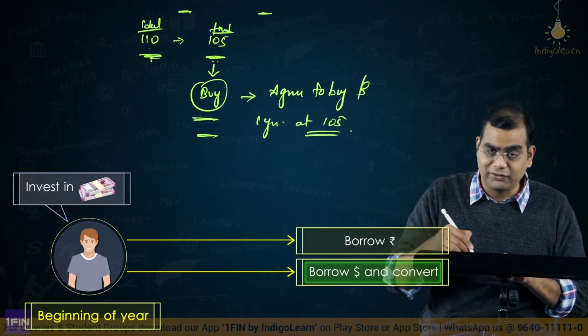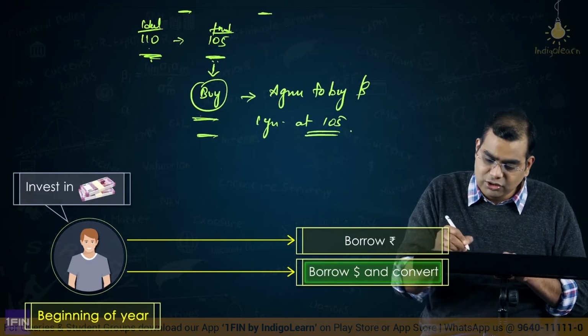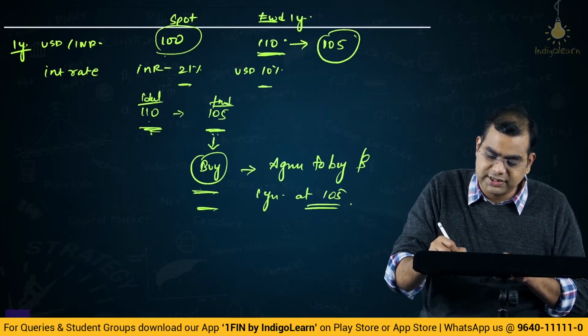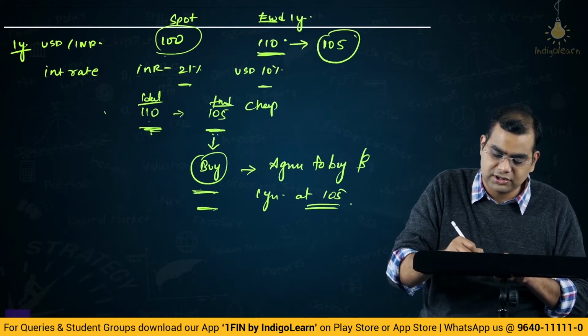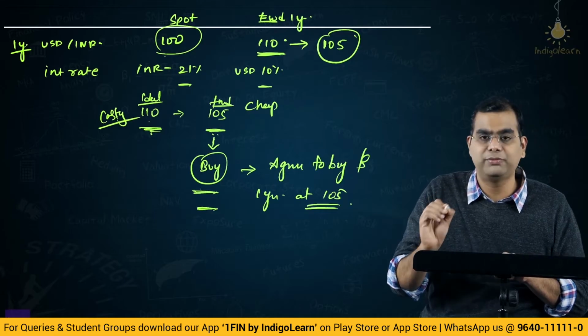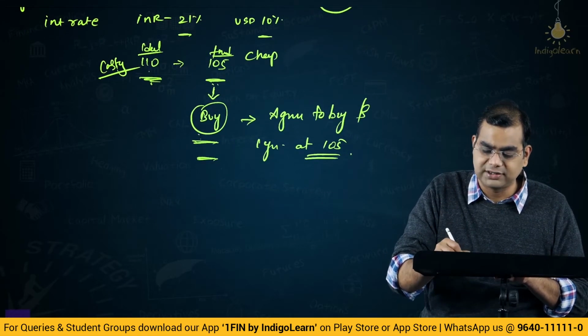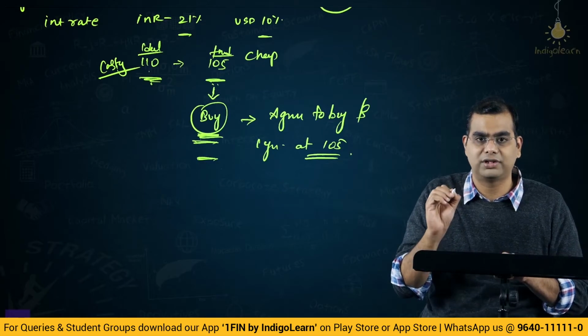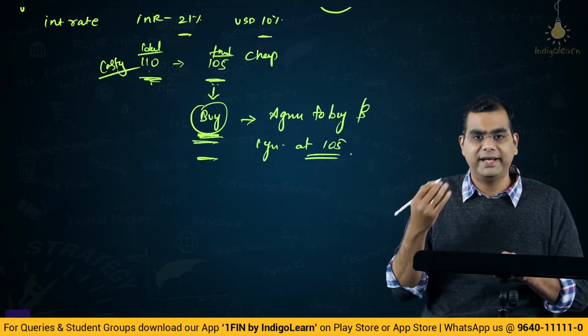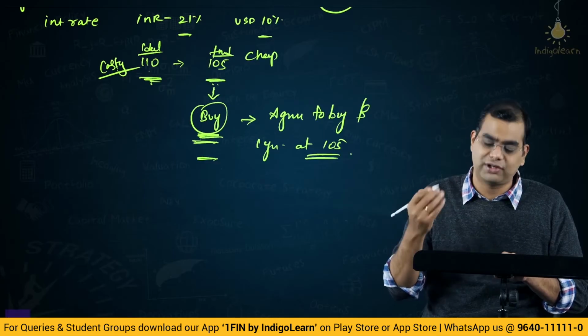Okay, so I'll work backwards again. I'll repeat the steps. So, you've understood this concept. This is cheap. This is costly. So, whatever is cheap, you buy. Whatever is costly, you sell. Okay, so you start with cheap. Cheap is buy. So, now you agree to buy the forward. Enter into a contract to buy US dollars at 105 rupees after 1 year.